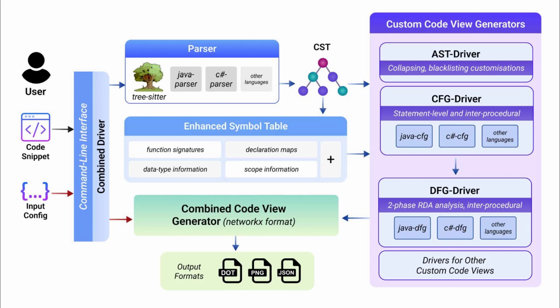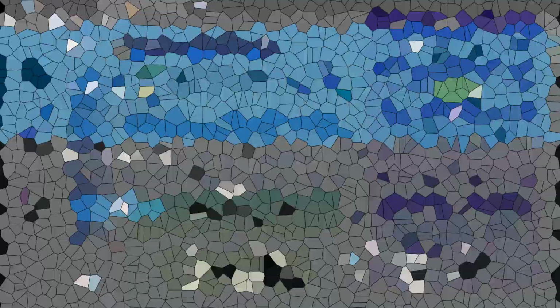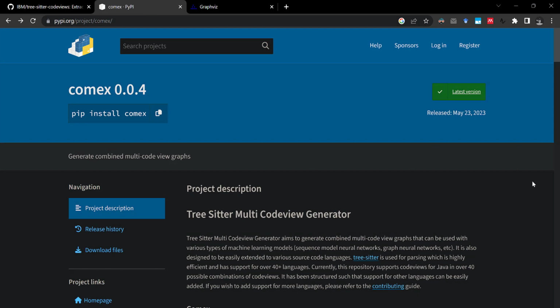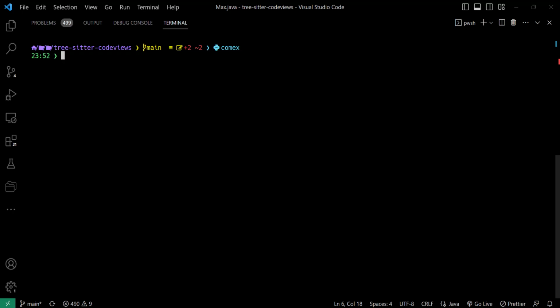The DFG is generated using a two-phase reaching definition analysis on the CFG. The generated code views are customized and combined based on the specified configuration and made available in the .json and PNG output formats. Let us now dive into how we can quickly set up COMEX and demonstrate how easy it is to generate a variety of customized and combined code views.